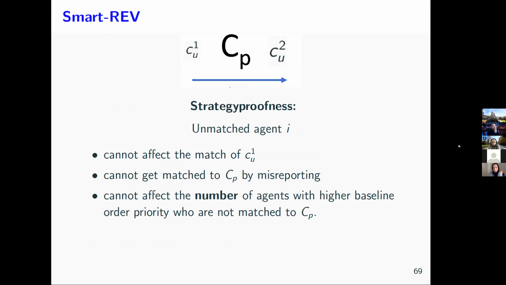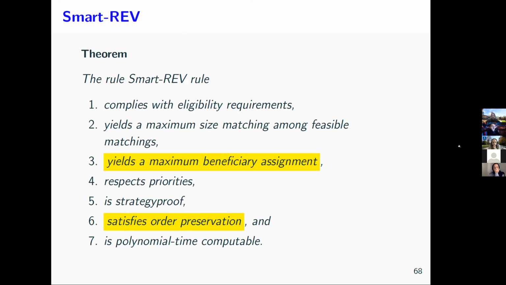So I haven't really gone into the ideas behind some proofs, but let me just give you a very high level idea of why this particular rule is strategy proof. Most of the cleverness... Harris, can I ask you something, just a clarifying question? So for this smart rev, CU1 and CU2, does the algorithm also decide how the CU set is going to be partitioned?